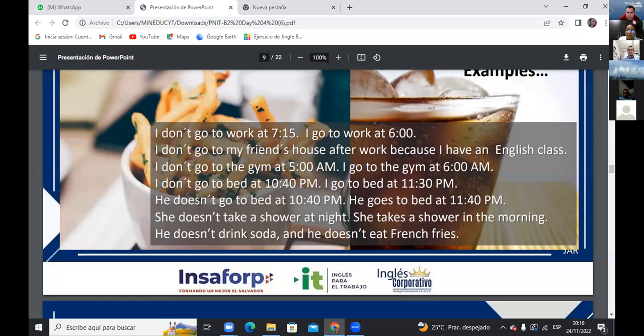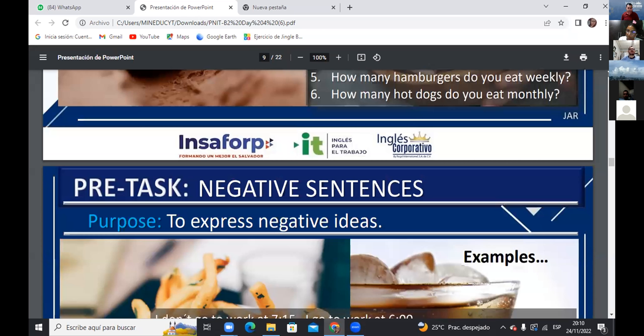Quiero ver. No, tendría que ser más arriba. Ahí dos más arriba. Dos diapositivas más arriba. Ahí.